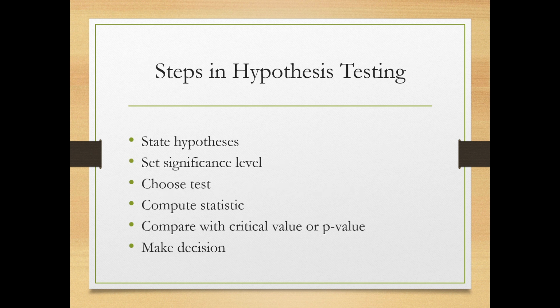Here's the roadmap for hypothesis testing. First, you should state your hypotheses, the null and the alternative. Set your alpha level. It's often 0.05. Choose the right test, like t-test or ANOVA. Calculate the test statistic. Compare it to the critical value or look at the p-value. And the last one, you have to make a decision whether you should reject or fail to reject the null.